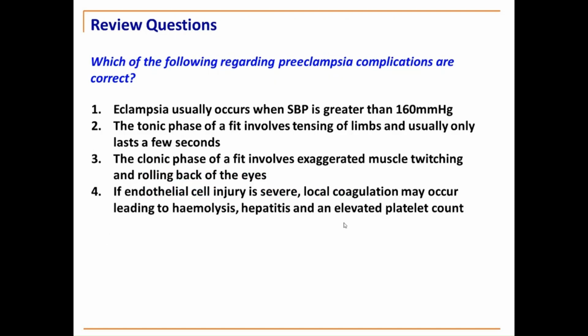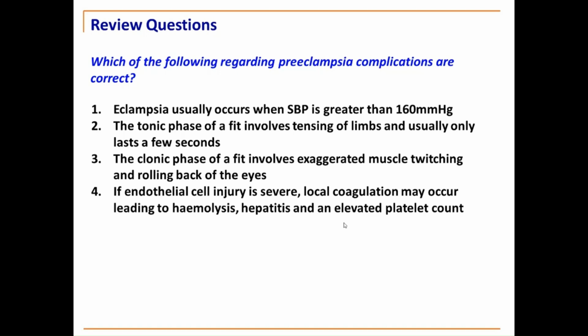So finally, just a last little review question. Which of the following regarding preeclampsia complications are correct? Press pause and have a little think. Number 1, eclampsia usually occurs when systolic blood pressure is greater than 160 millimeters of mercury. That's actually correct. Remember, eclampsia tends to only occur in severe preeclampsia, and it tends to be when the systolic is very high, above 160. Number 2, the tonic phase of a fit involves tensing of the limbs and usually only lasts a few seconds. That is also correct.